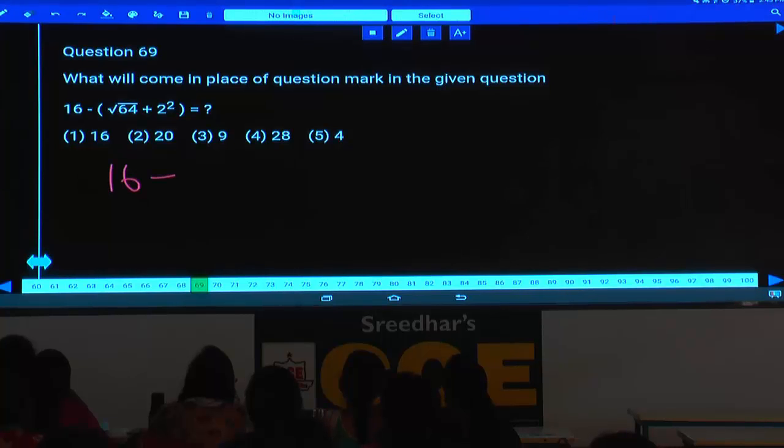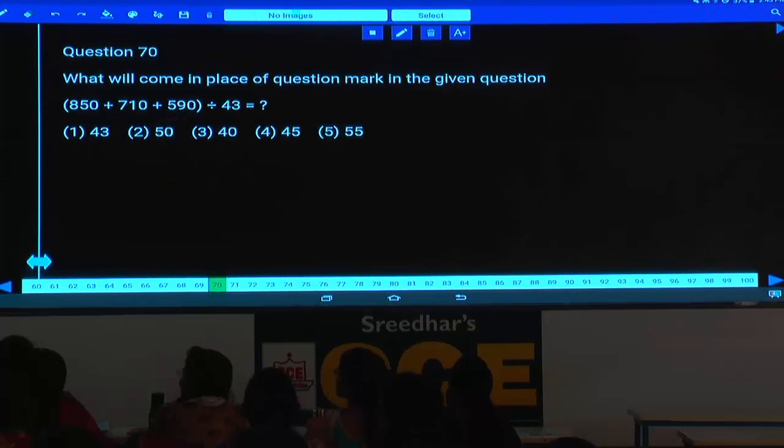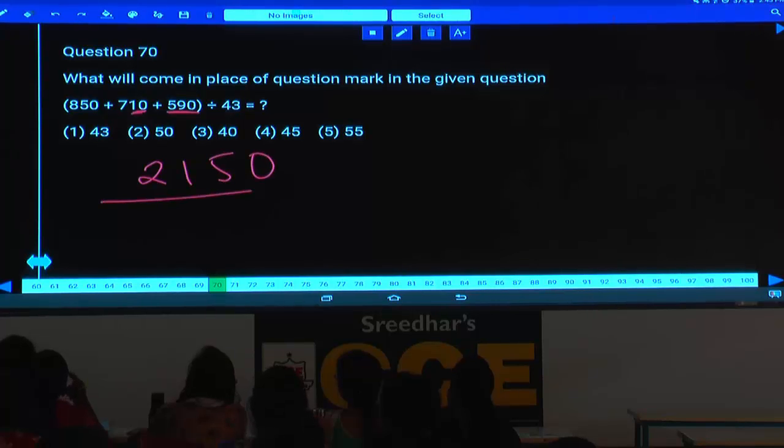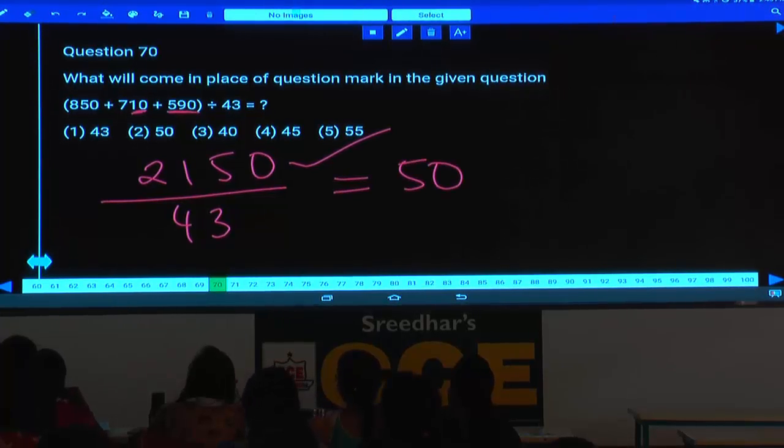16 minus 8 plus 4, 12. 4. Add this 10 to the other number, that becomes 600 and 700, 1300. 850 plus 1300, 2150 by 43. 100 times the denominator is 4300. Half of 4300 is 2150. That is 50 times.